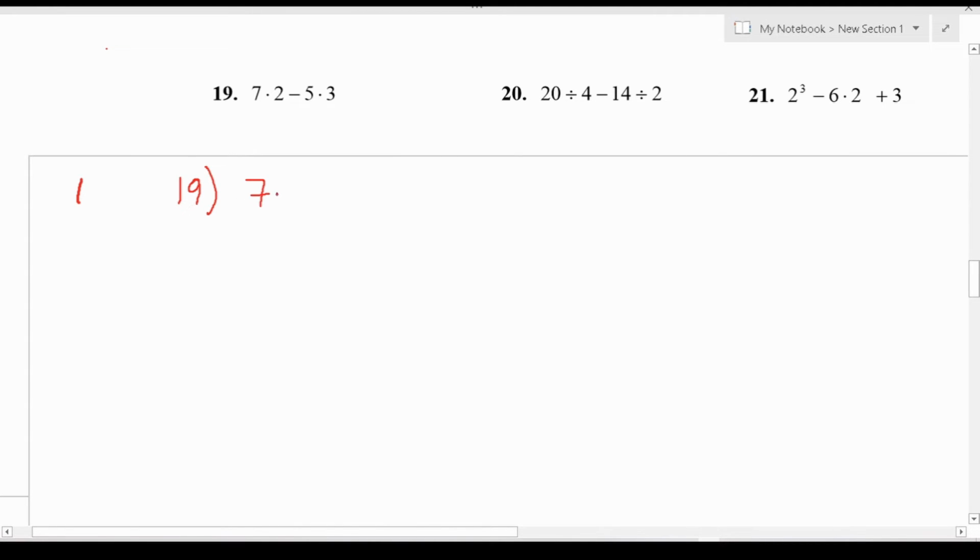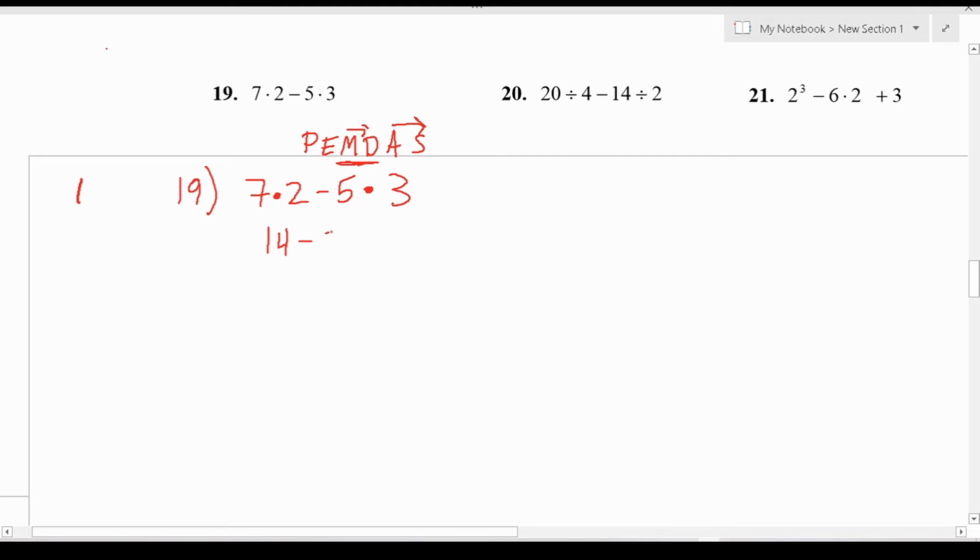19 says 7 times 2 minus 5 times, let me make those a little bigger, times 3. Okay, let's write this down first. PEMDAS, again, in order as they appear from left to right for those two. So let's see what we have here. We have 2 instances of multiplication as well as subtraction. Of course, we do multiplication before addition and subtraction, so let's work out multiplication from left to right. 7 times 2 is going to be 14.